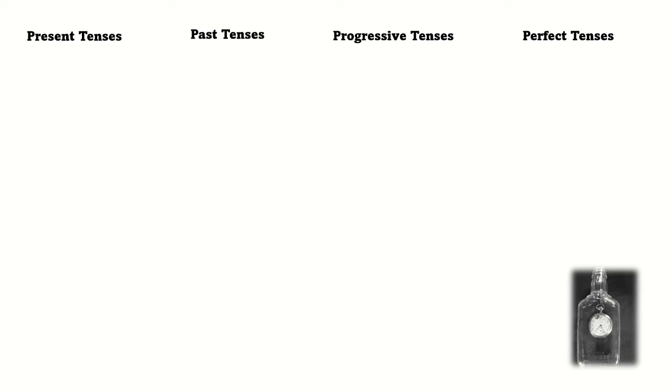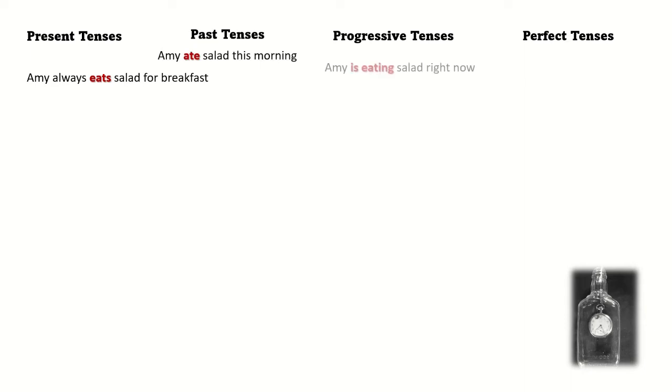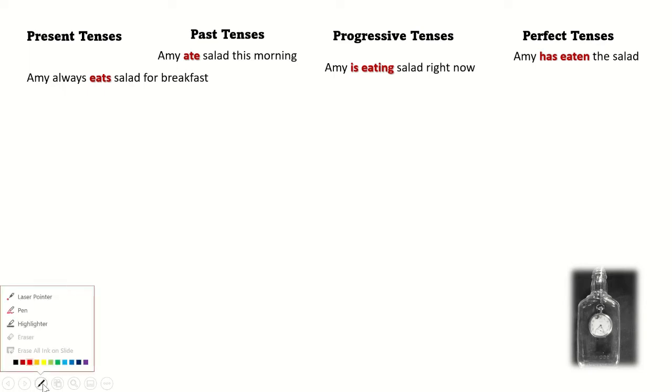Okay, the present tense. One example of the present tense is Amy always eats salad for breakfast, and the past tense: Amy ate salad this morning. The progressive tense is like Amy is eating salad right now, and the perfect tense is Amy has eaten the salad.